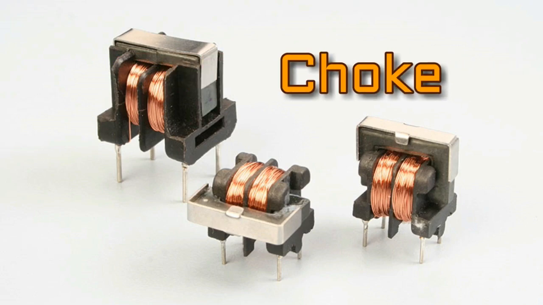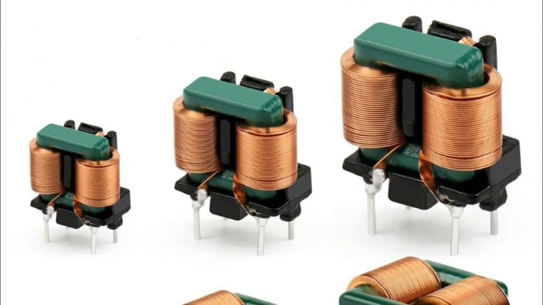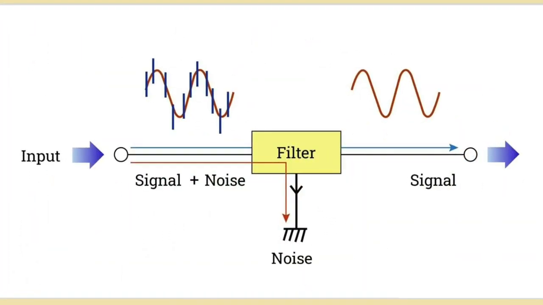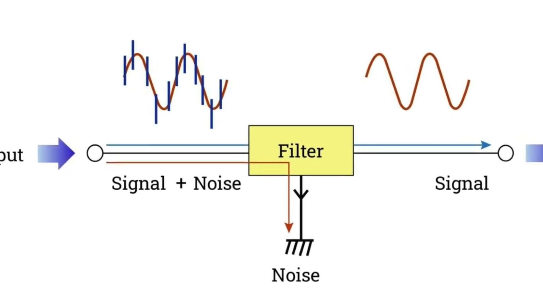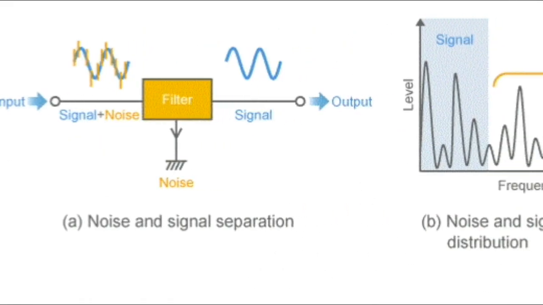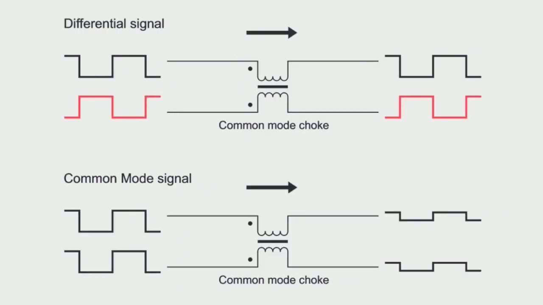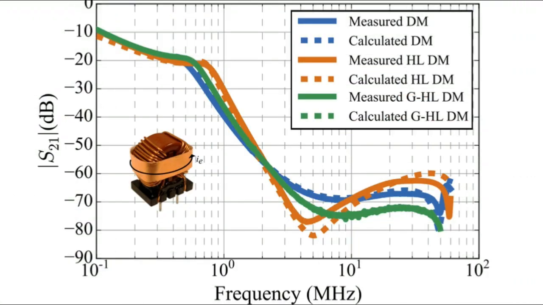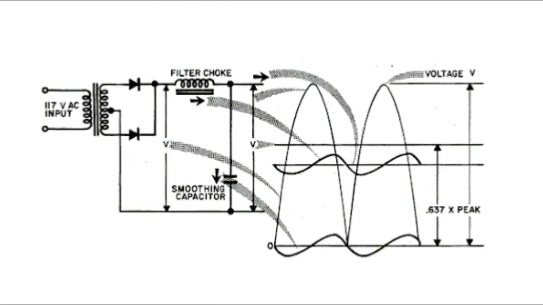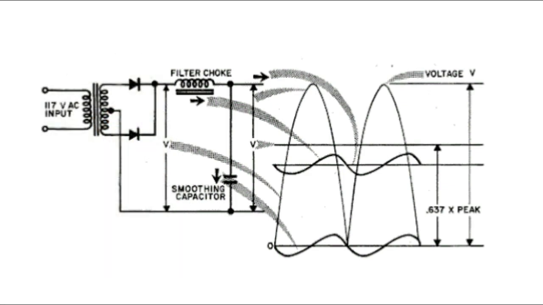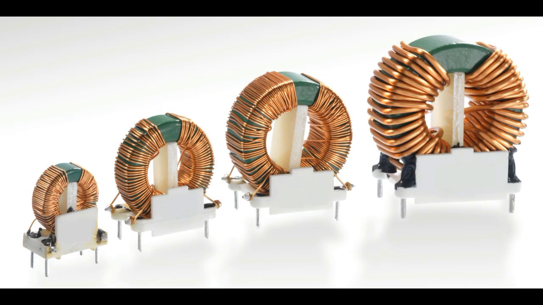Choke. A choke inductor, more commonly called a choke, is an electrical component used chiefly for choking off or blocking alternating current, AC, while allowing direct current, DC, to pass with relatively little resistance. This sort of inductor has a high impedance to AC signals, so it effectively filters or isolates them from circuits. Chokes are most commonly used in electronic circuits for filtering and noise suppression, as well as to separate AC and DC signals.